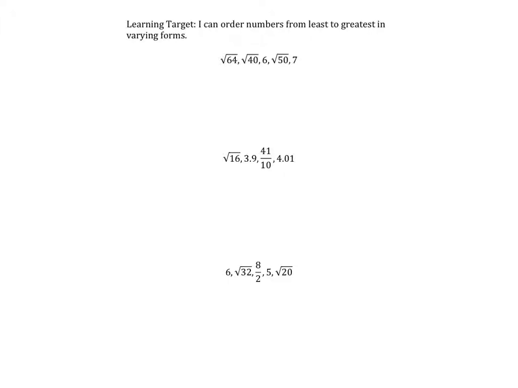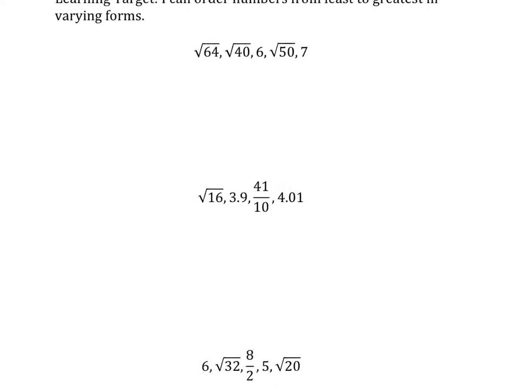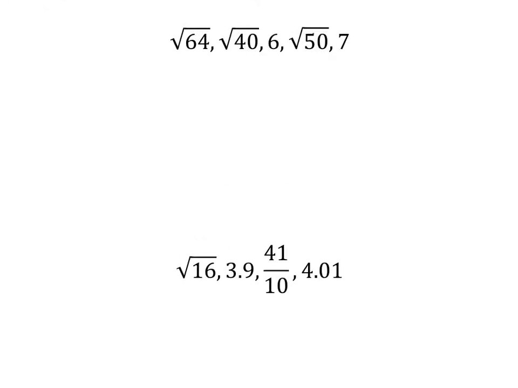Our learning target for today is I can order numbers from least to greatest in varying forms. Now that we've learned about some different types of real numbers, we are going to try and order them from least to greatest. Some of them are in different forms.